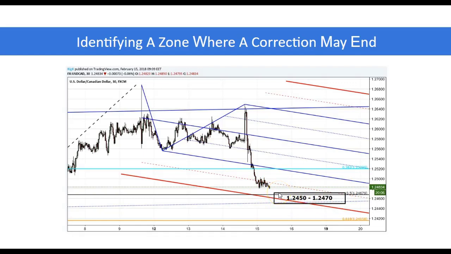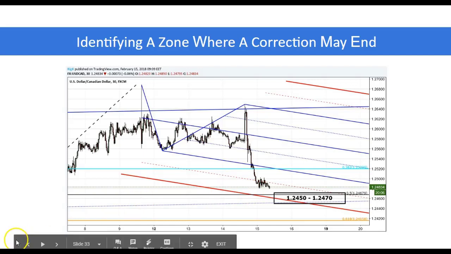It allowed me to identify, before price reached an area or a zone, where I thought this particular correction might end. And this is very important, guys. It gave me ample time to get ready for a trade and to prepare and wait for my entry conditions before it actually happened.